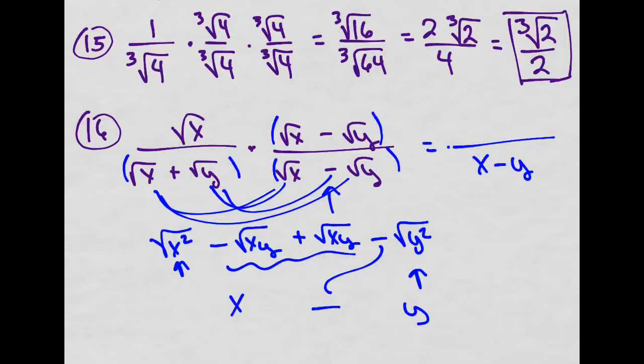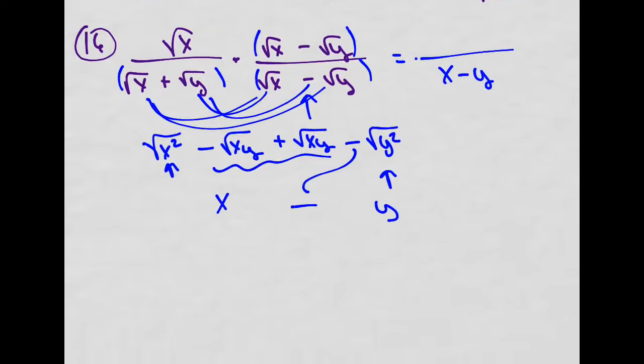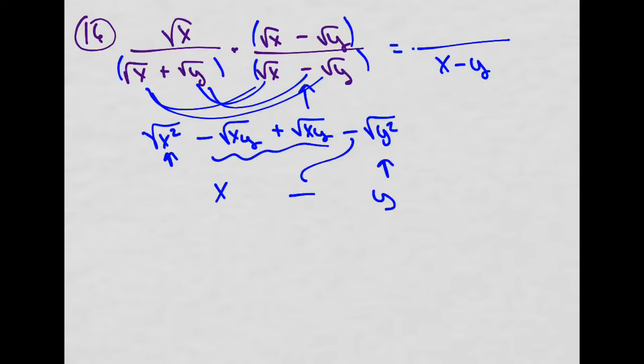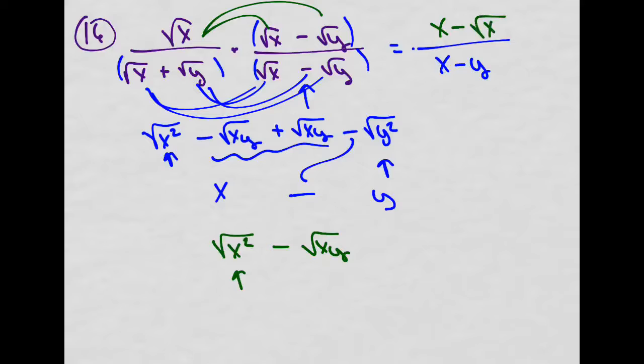Let's see if anything simplifies on top. Let's go ahead and distribute. Square root of x times square root of x will give us square root of x squared, minus the square root of xy. This one simplifies. Square root of x squared is just x. And so x minus the square root of xy would be our final answer. If something would simplify, we'd simplify it.